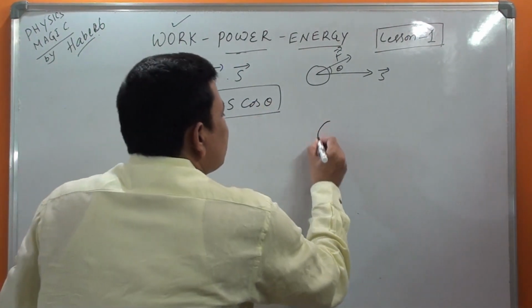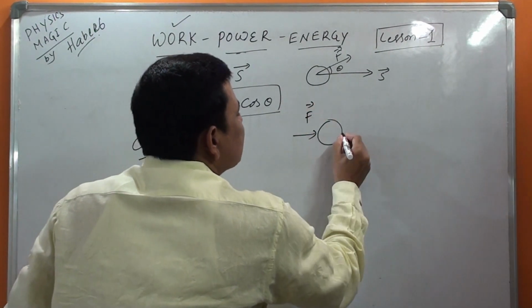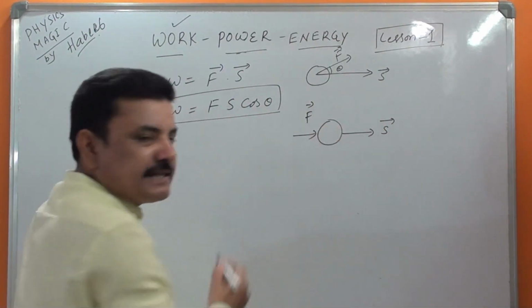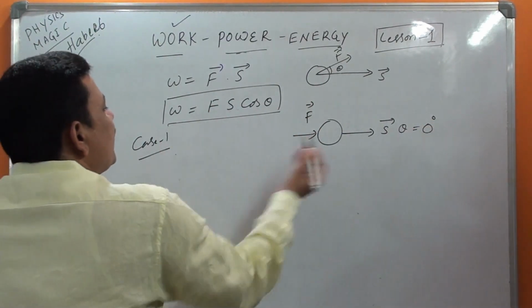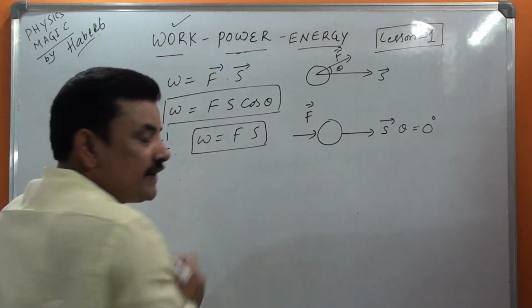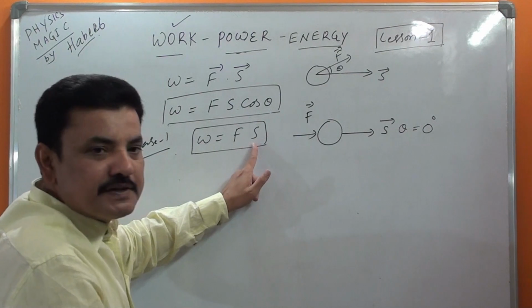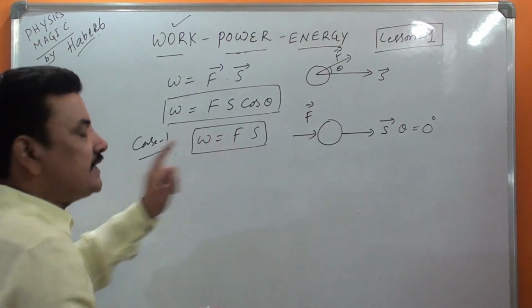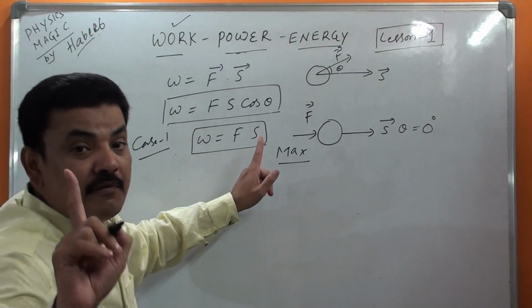This is the body, and I am applying force like this. Because of this, the displacement is also in the same direction. Anybody can say that both are in the same direction, so theta is equal to 0 here without any confusion. If you substitute that theta value, you will get W is equal to Fs, because cos 0 is 1. Because both are in the same direction, you got W is equal to Fs, and this is called maximum work.